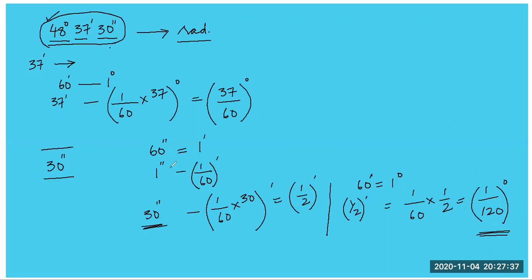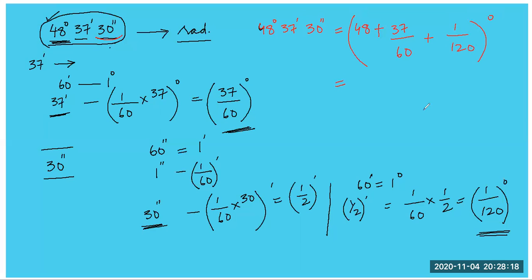Then I have converted 37 minutes also into degree. And this is already in degree. So 48 degree, 37 minutes and 30 seconds is equal to what? 48 degree plus 37 by 60 degree and plus, can anyone tell me, 30 seconds is equal to how many degree? 1 by 120. This is the total degree.